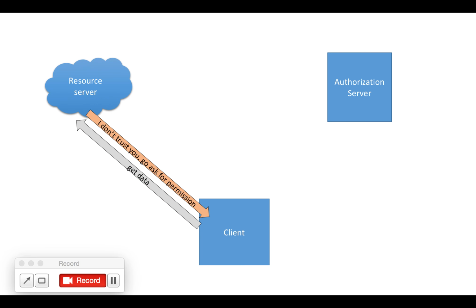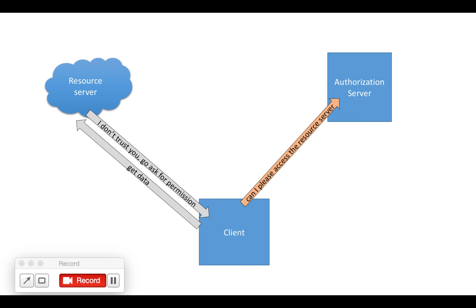Resource server says, I don't trust you. Go ask for permission. So basically, resource server doesn't know who this client is, okay? It tells him, I don't trust you. I have no idea who you are. Go ask for permission, okay, for authorization. So client goes to authorization server asking, can I please access that resource server, okay?